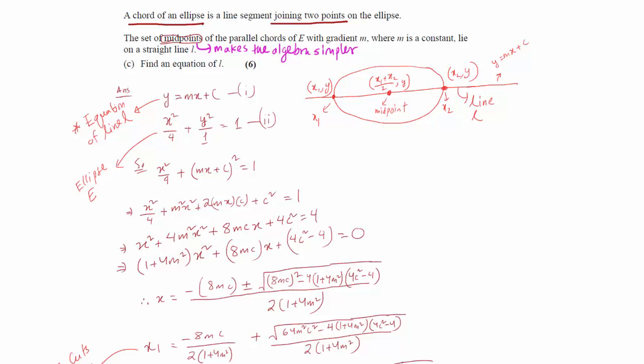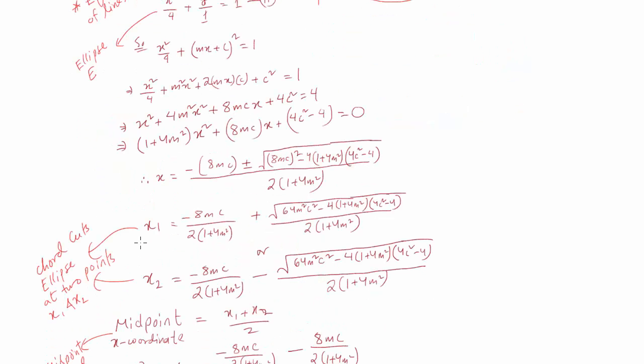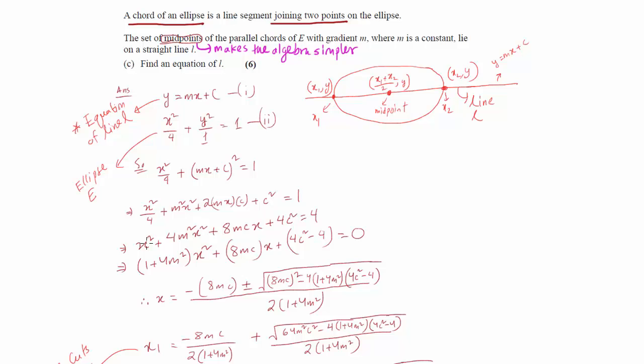Now we also know that the gradient of the line is m, so we know that y equals mx plus c is the general form of a line, and using that we can now start solving simultaneous equations, and then we'll get a quadratic equation. And if we solve the quadratic equation, we will find two roots, x1 and x2, some rather big roots. Now these are the 2 points where the line L intersects the ellipse.